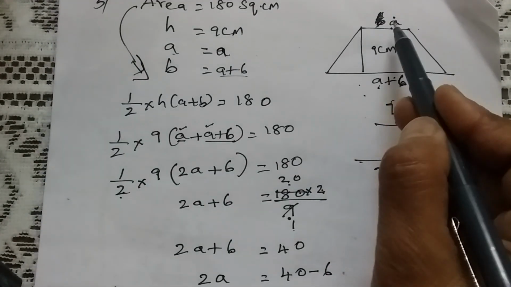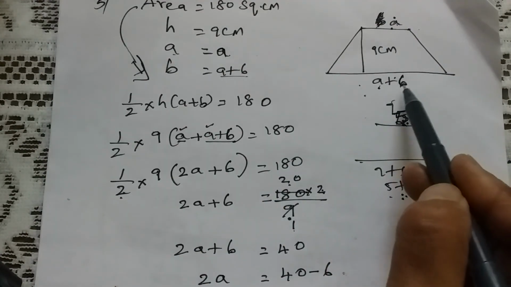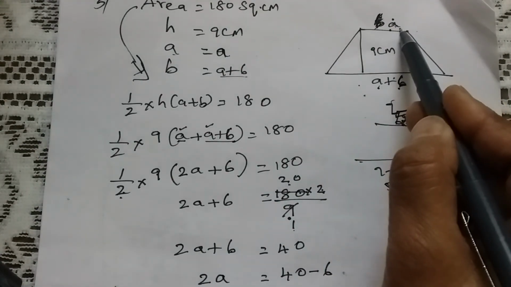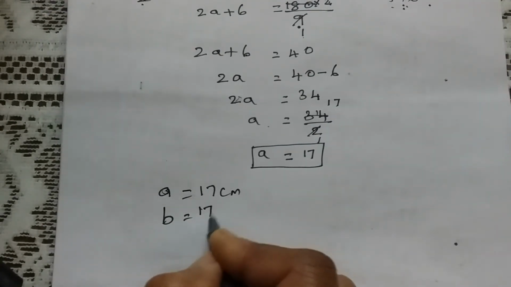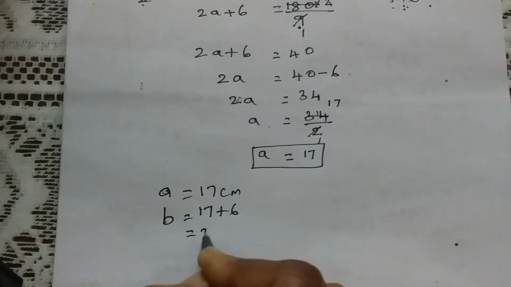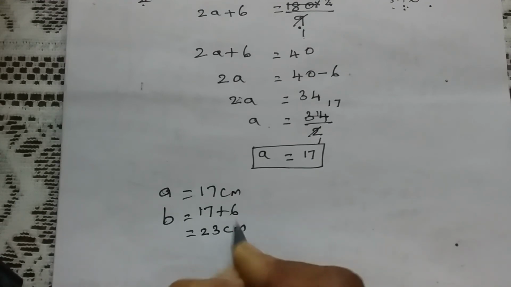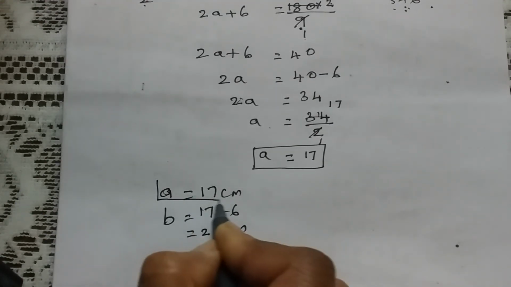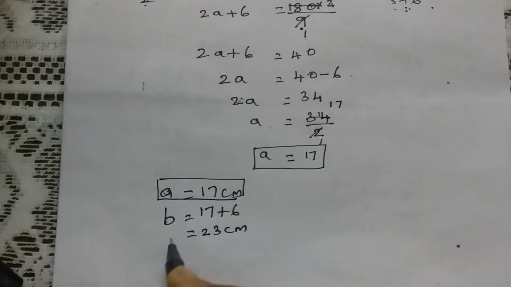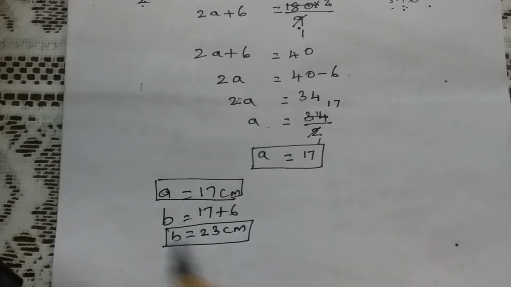And what is B we have taken? What is the other parallel side B? This is A, which is 17, and this is 6 centimeter more than A. So A is 17 means B is 17 plus 6, which is 23 centimeter. So we got A as 17 and B is 6 more than that, 17 plus 6 is 23. We got the two parallel sides.